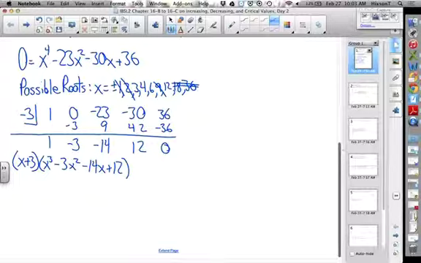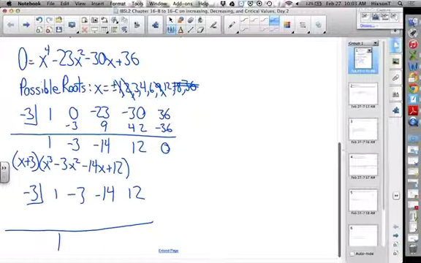One thing, don't forget that you can have a double root. So what I would do is I would try -3 a second time, just to be sure, because I know what the answer is. So we try -3 again. And we now have 1, -3, -14, and 12. Okay, so I bring down the 1, -3, -6, +18, 4, -12, and 0.